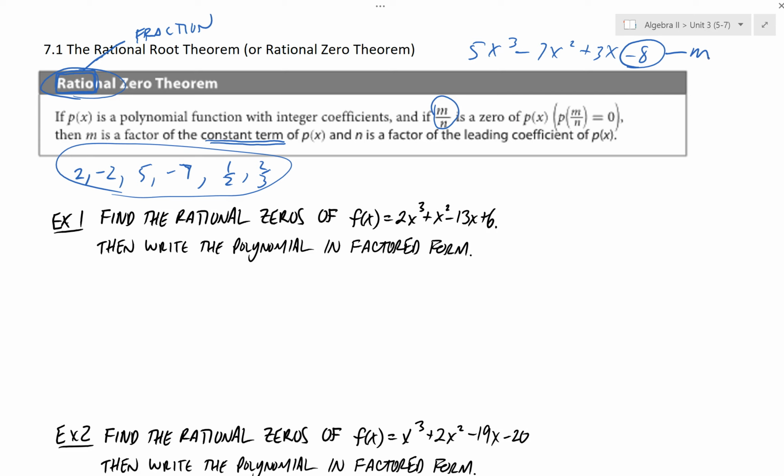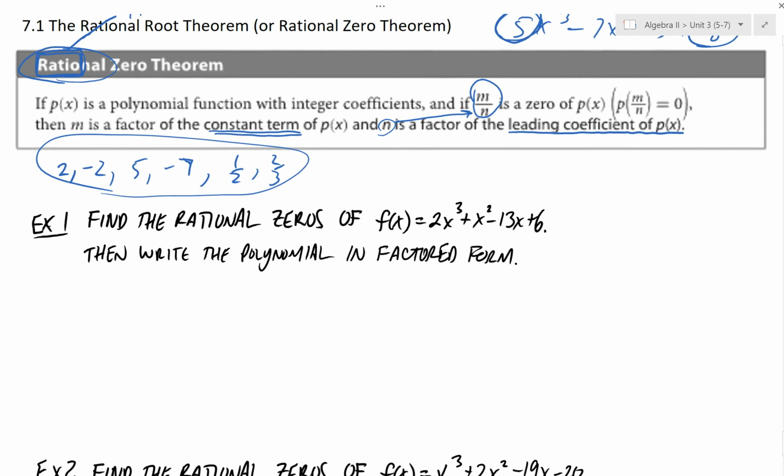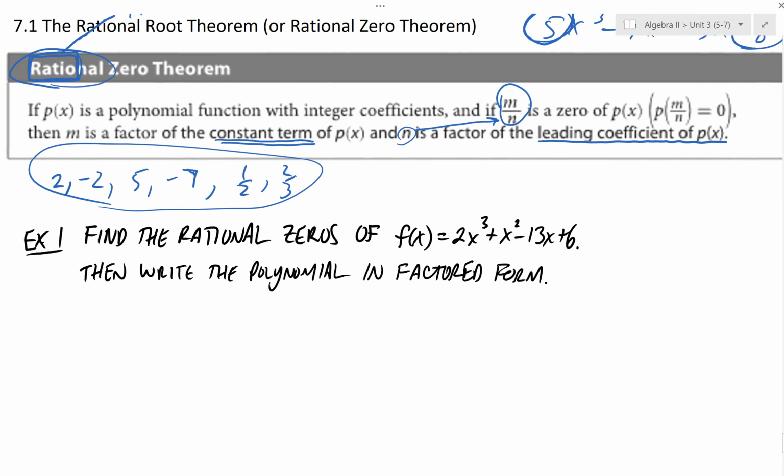Okay? And then n, that's our denominator, in the bottom. n is a factor of the leading coefficient of the polynomial. The leading coefficient in this case is 5, so that means n would have to be a factor of 5. And so our first task is to write down all the possible rational zeros that we should consider. So go ahead and copy down example 1, and we'll work through this one together.